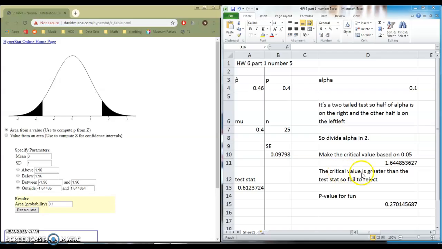So the critical value is a z-score. The p-value is just a probability based on your test statistic. Either way, there are just two different methods for doing the same thing.